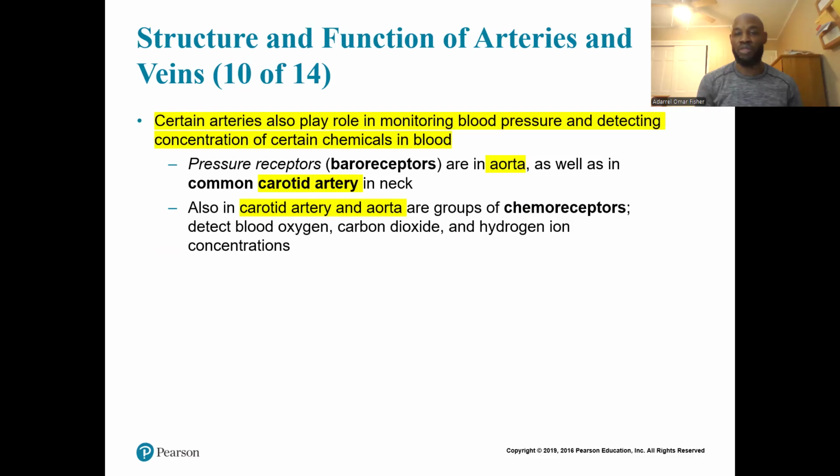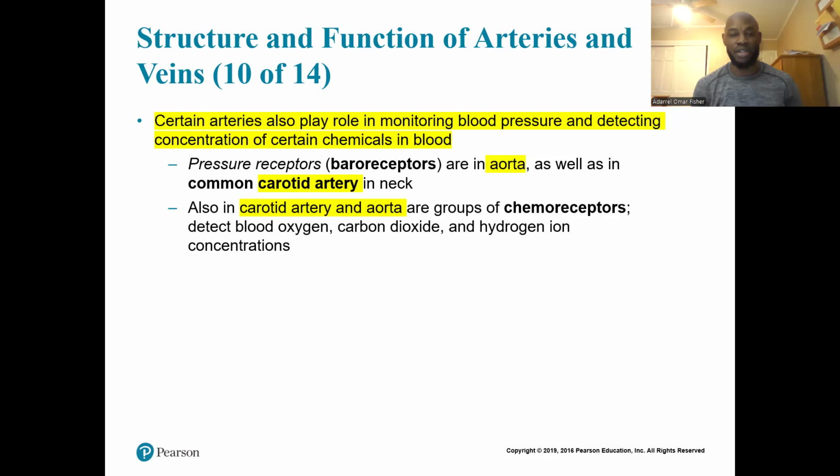Arteries also play a role in blood pressure. We're going to talk about baroreceptors in the aorta and in the carotid, right? When blood pressure increases, they have receptors that can send messages to the brain that can produce a negative feedback response, causing your body to reduce your blood pressure. There are many ways to increase and decrease blood pressure. For instance, if we increase the heart rate, that increases your blood pressure. If we decrease the heart rate, that decreases your blood pressure. So we have these pressure receptors, baroreceptors, in the aorta and the carotid.